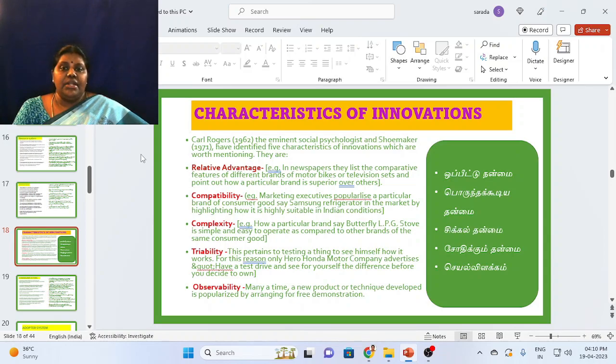First, relative advantage. In newspapers, they list the comparative features of different brands of motorbikes or television sets and point out how a particular brand is superior to the others. For each and every characteristic we have explained it here with an example.